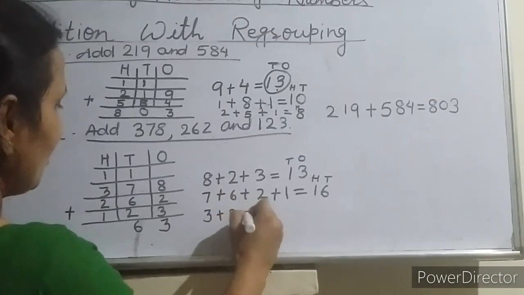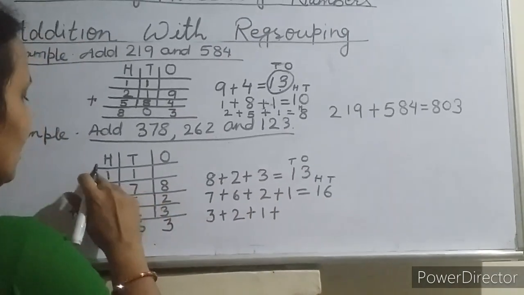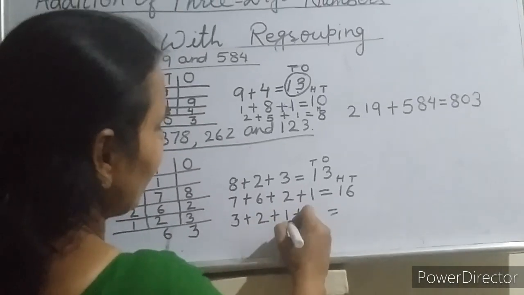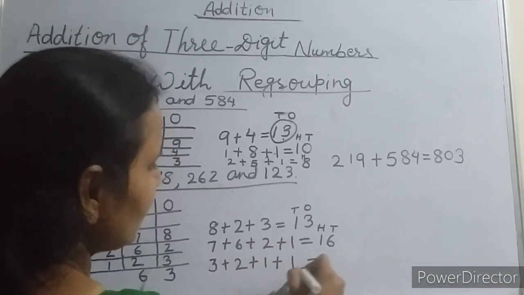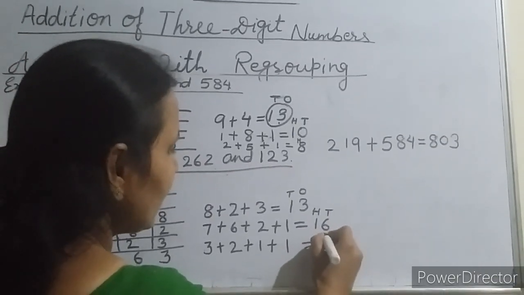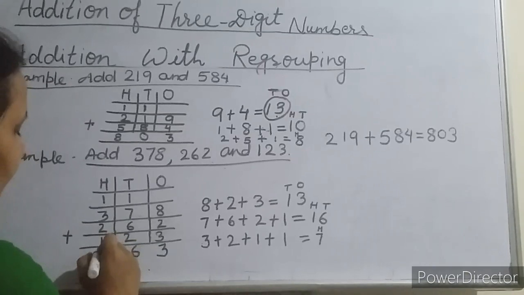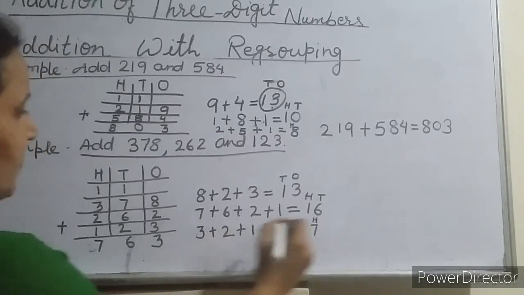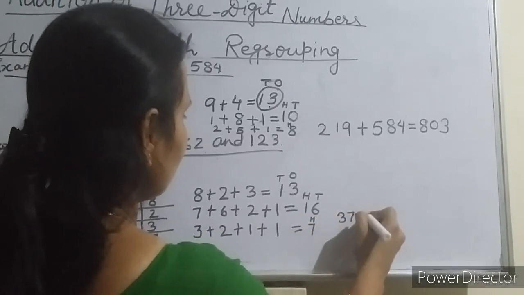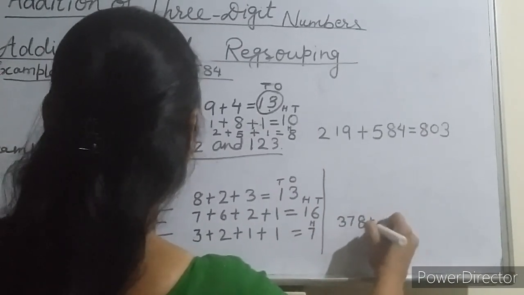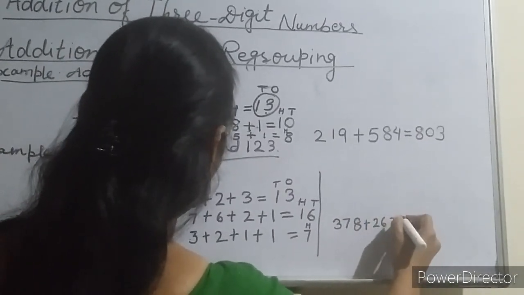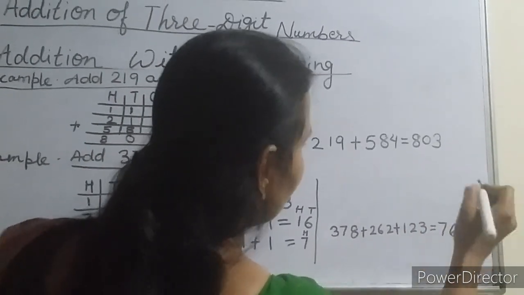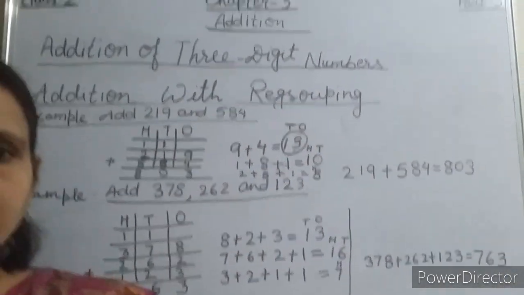And now add 3 plus 2 plus 1 plus 1 carried over. So 3 plus 2, very good, is 5. 5 plus 1 is 6. 6 plus 1 is 7. So this 7 we will write under the 100 column. So students, 378 plus 262 plus 123 is equal to 763. So students, any problem?